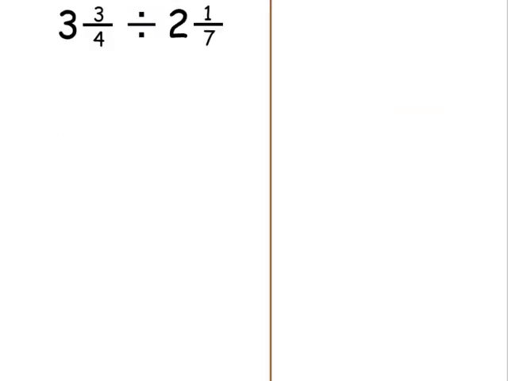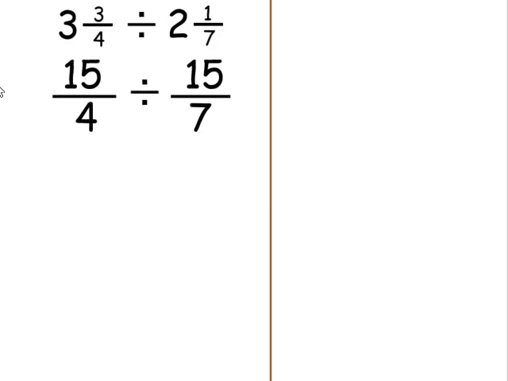When we're dividing mixed numbers, we're going to first change these mixed numbers into improper fractions. Remember, we take the whole, multiply by the denominator, and add it to the numerator. 3 times 4 is 12, plus 3 is 15. 2 times 7 is 14, plus 1 is 15. So we have 15 over 4 divided by 15 over 7.